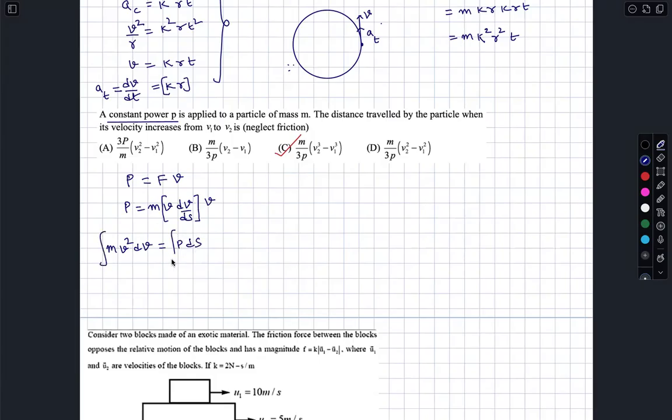Now do integration on both sides. You have traveled some distance s by the time the velocity goes from v1 to v2. This results in m times 1 by 3 times (v2³ minus v1³), and the integration of P ds is P s. Therefore, s is m by 3P times (v2³ minus v1³).